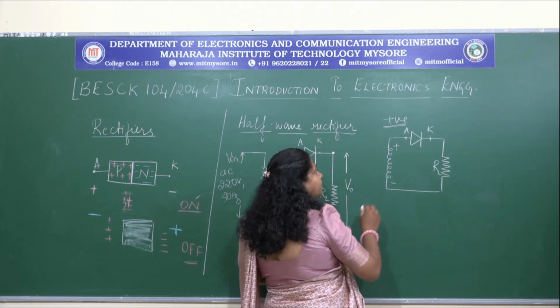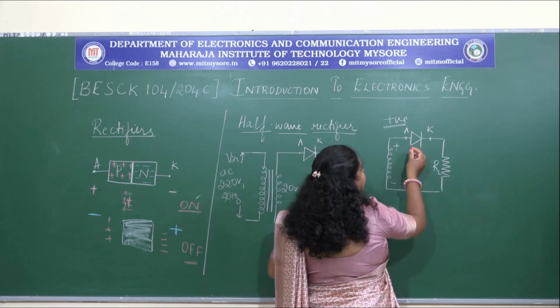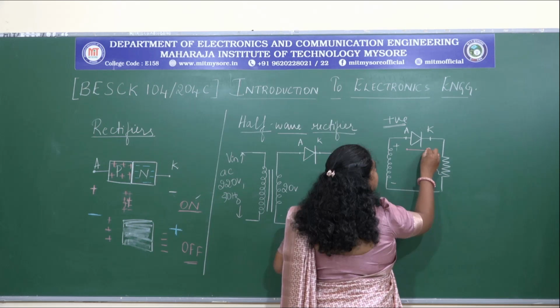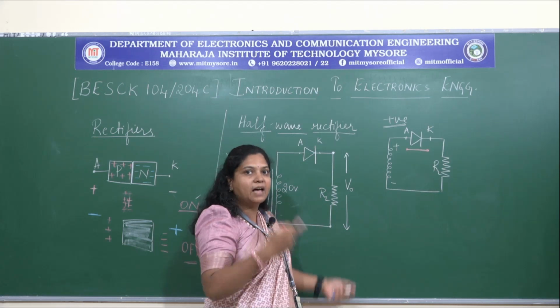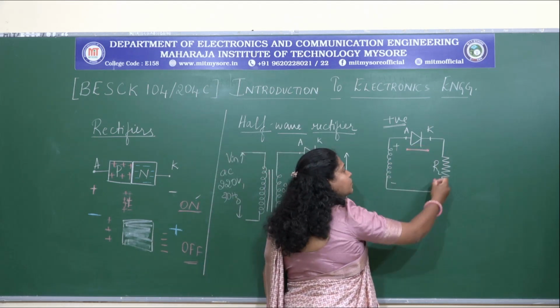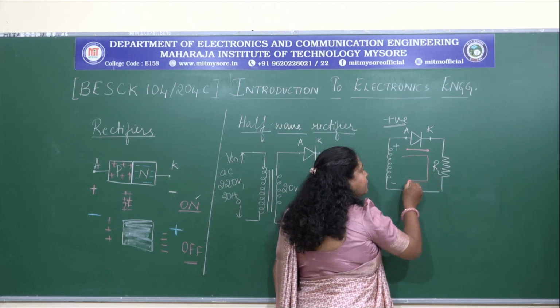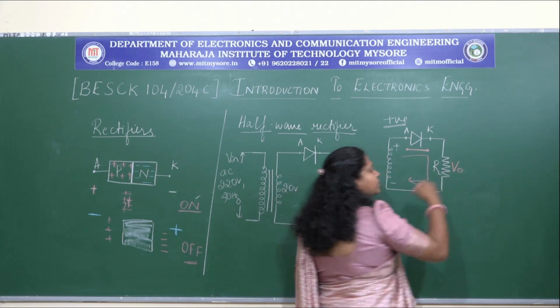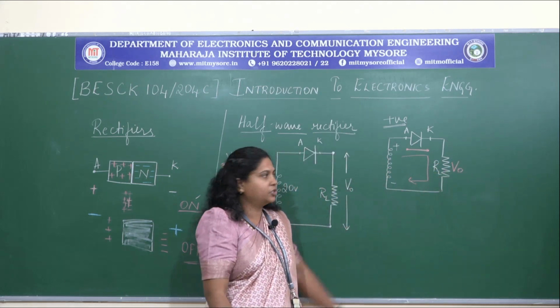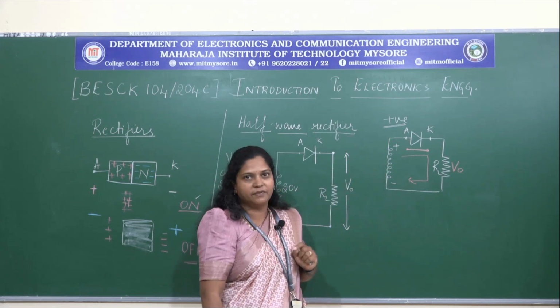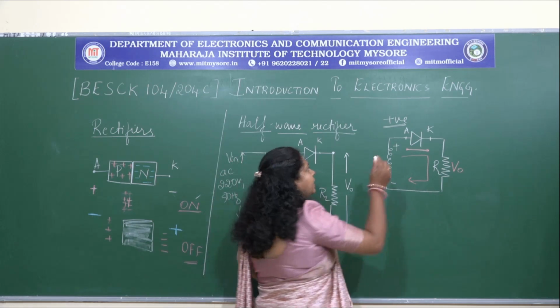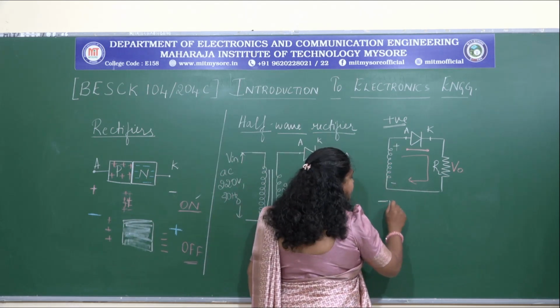So when the diode is in its on state, we represent the diode as a short circuit. It allows the current to pass through it and hence the current flows here, and we are going to get the output voltage when the diode is connected in the positive half cycle. Similarly, in the negative half cycle, what happens?